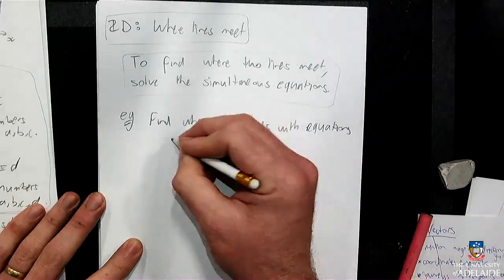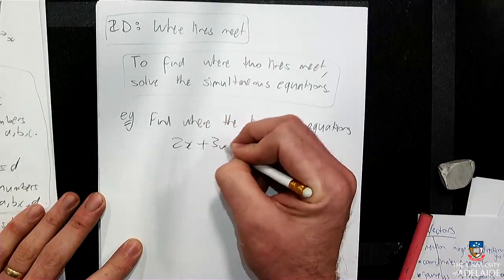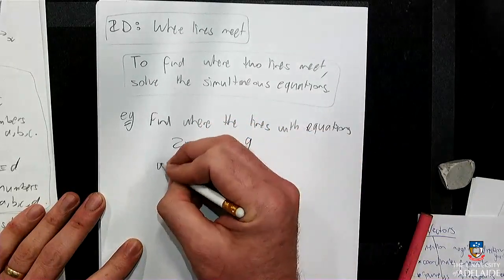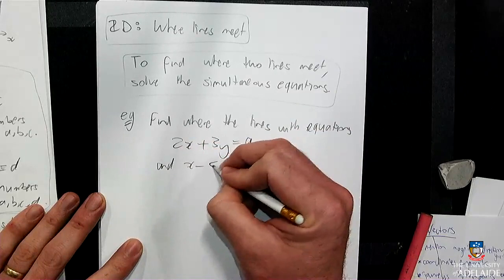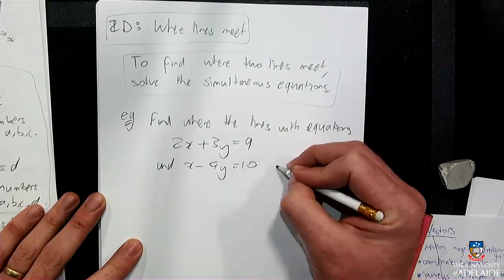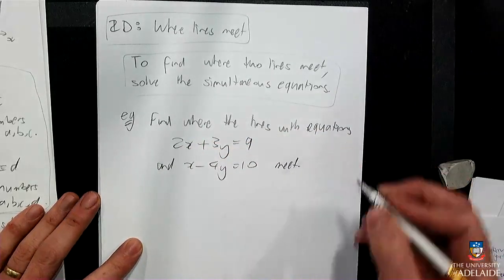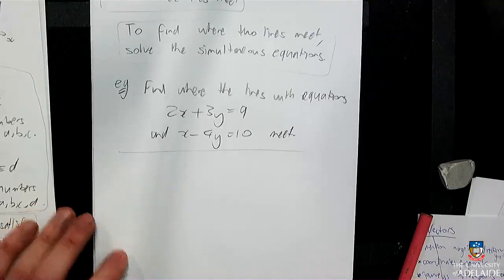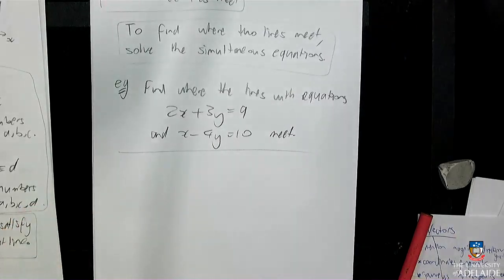where the lines with equations 2x plus 3y equals 9 and x minus 4y equals 10 meet. So the points that we're looking for are points that are on both lines simultaneously. So I'm actually going to explicitly say that in my working.